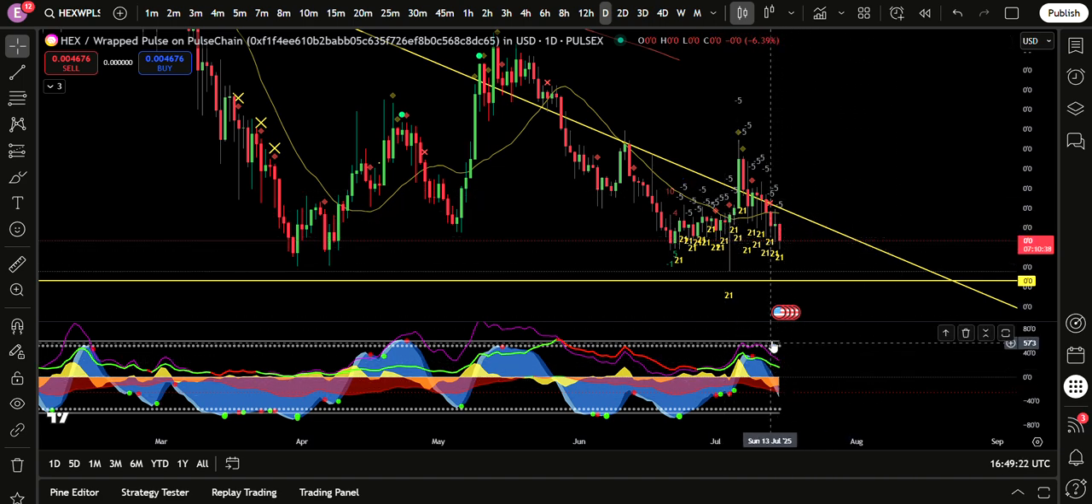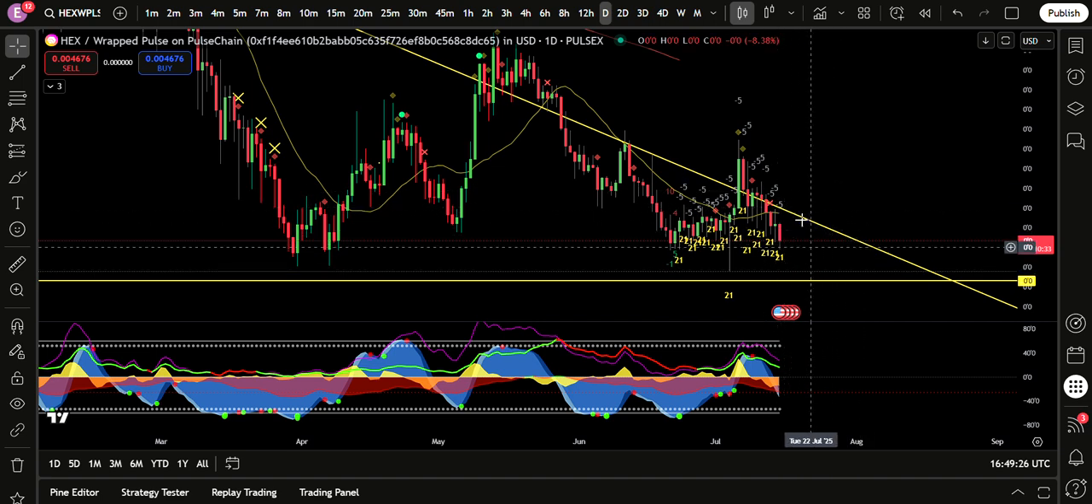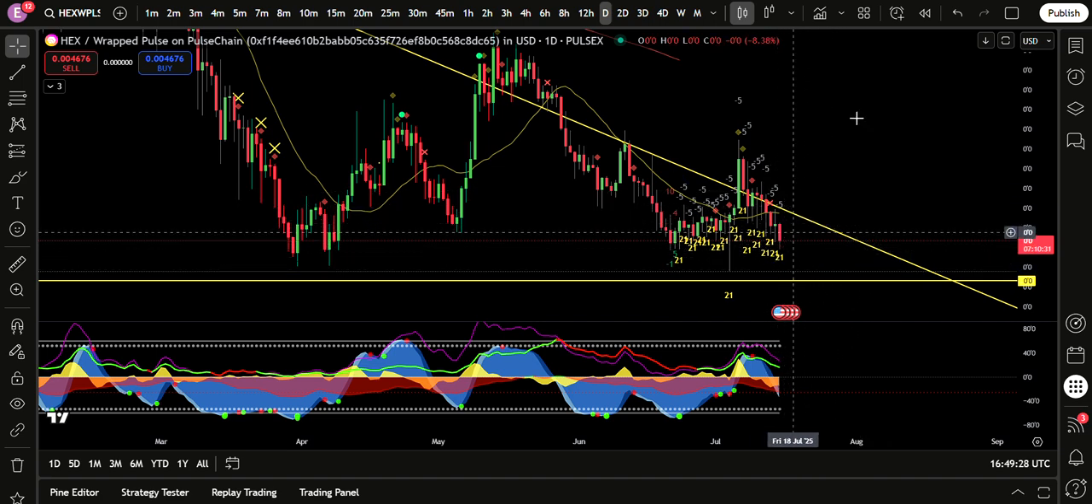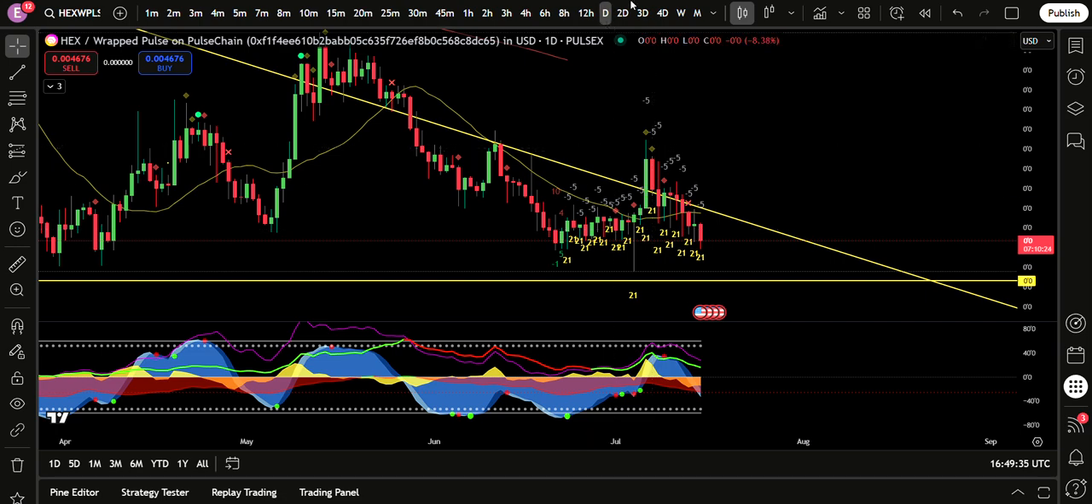Yeah, nothing much else to say, it's all looking pretty similar. I mean, Hex is probably in a better position right now to have some positive price action here. You see all the 21s in the bottom, so it's got a lot of buy pressure here on Hex.